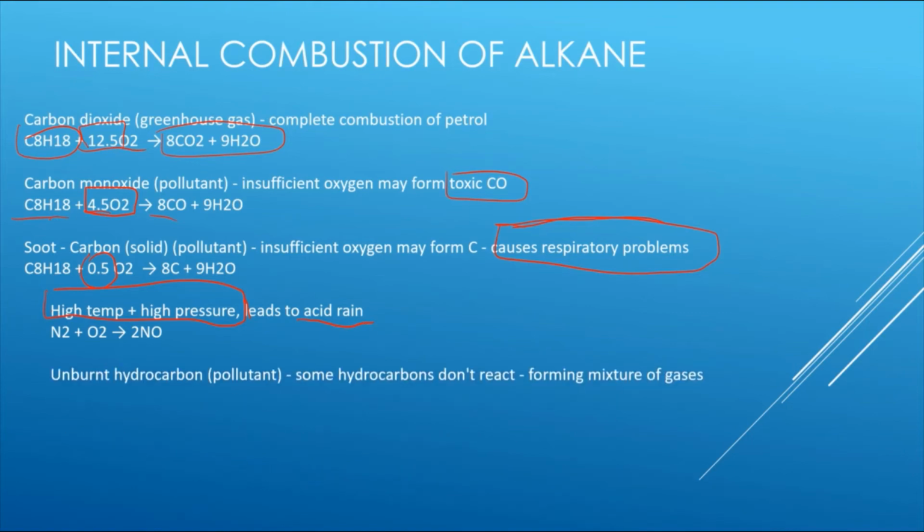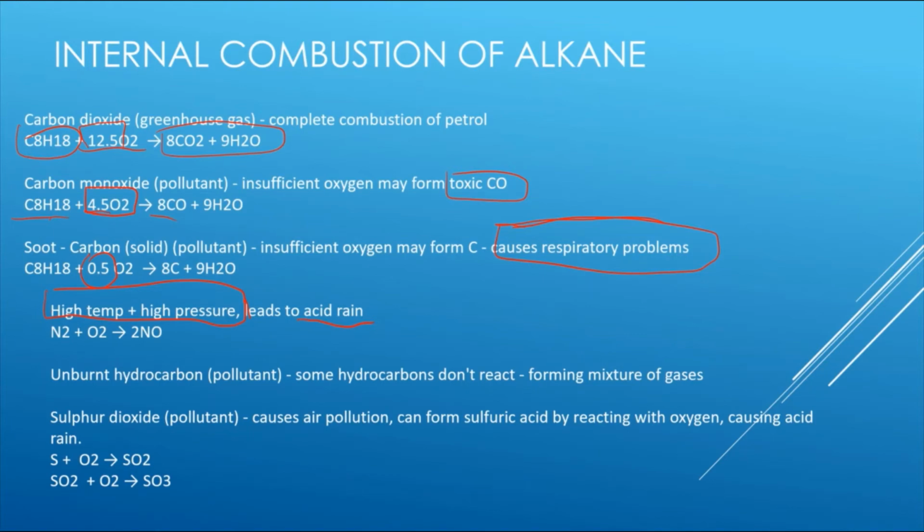And the unburnt hydrocarbon is also a pollutant, as some hydrocarbons do not react. The reaction isn't finished, and this can form a mixture of gases, which is also a pollutant. And sulfur dioxide, which is also a pollutant, causes air pollution and can form sulfuric acid by reacting with oxygen, causing acid rain again. In this case, the sulfur reacts with oxygen, forming SO2, and that SO2 can react further with oxygen, forming SO3, which will be acid rain.